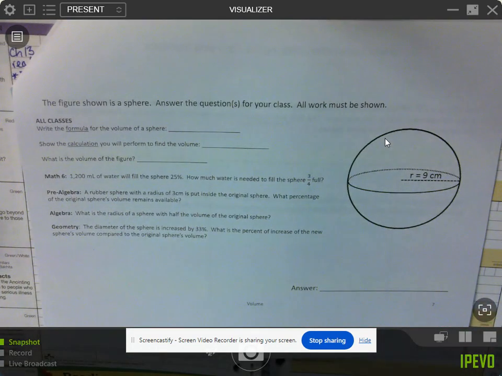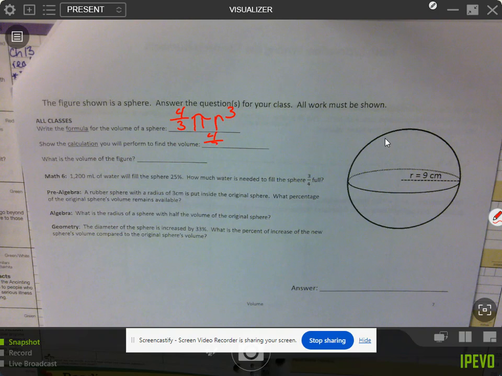So the formula for the volume of a sphere is 4/3 times pi times r cubed. 4/3 times pi times r cubed. So when you're putting it into your calculator, 4/3 is 4 divided by 3 times pi times r cubed.